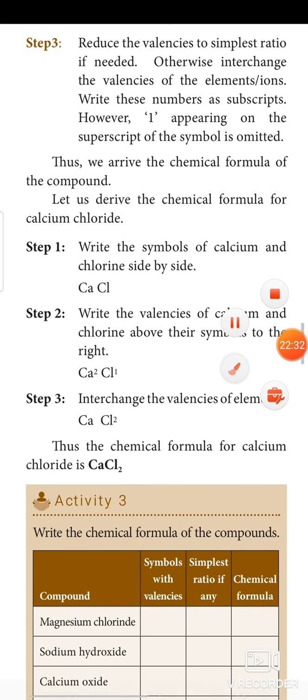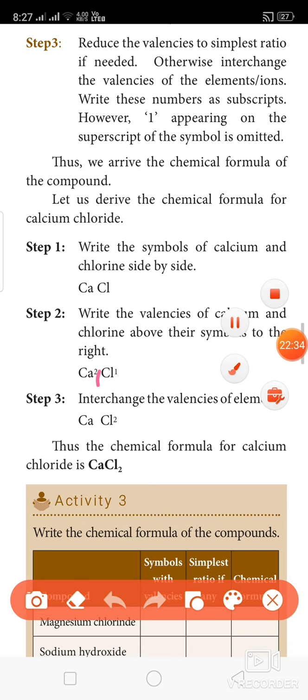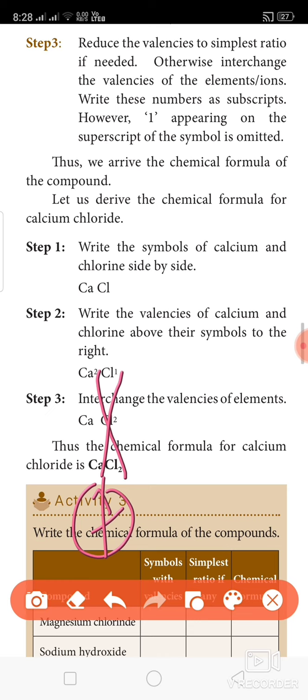See this one. This 2 must come here. This 1 must come here. Okay, you have to cross the number. If it is 1, you need not show this 1. That's what is said here. Next, naming chemical compounds.